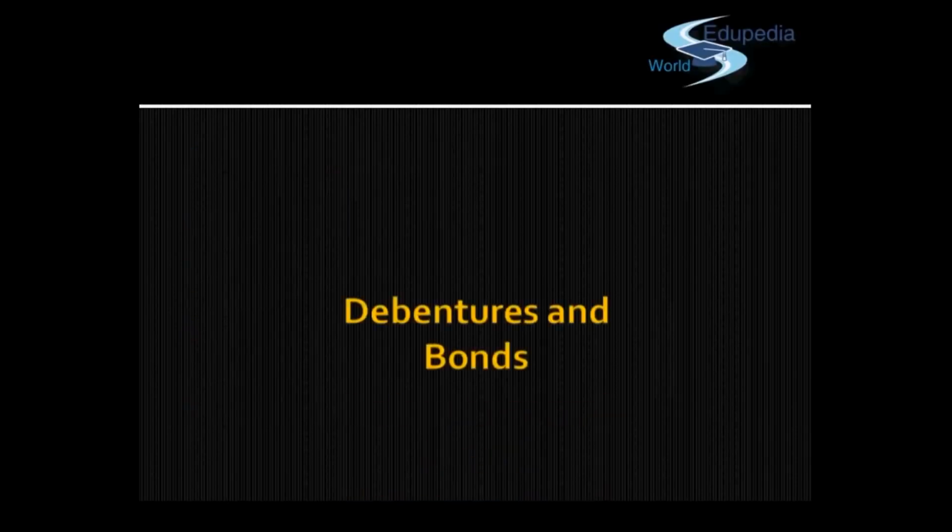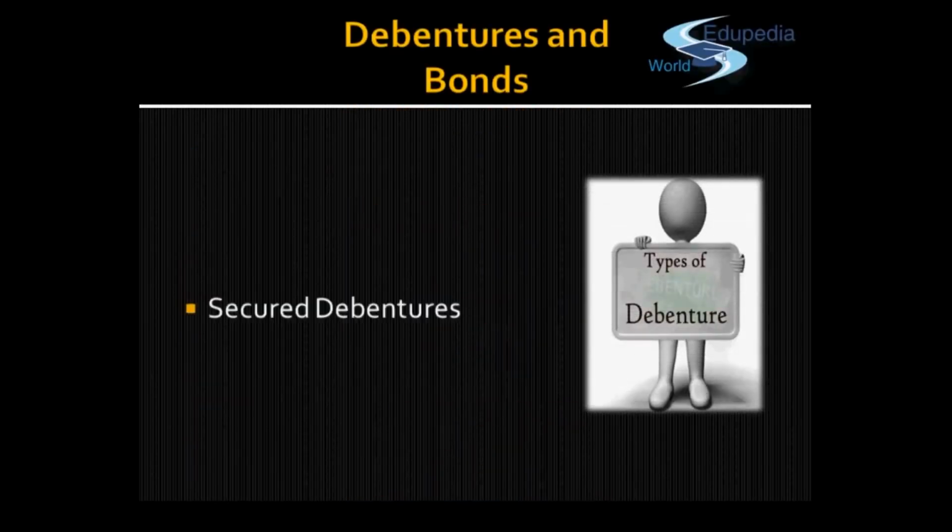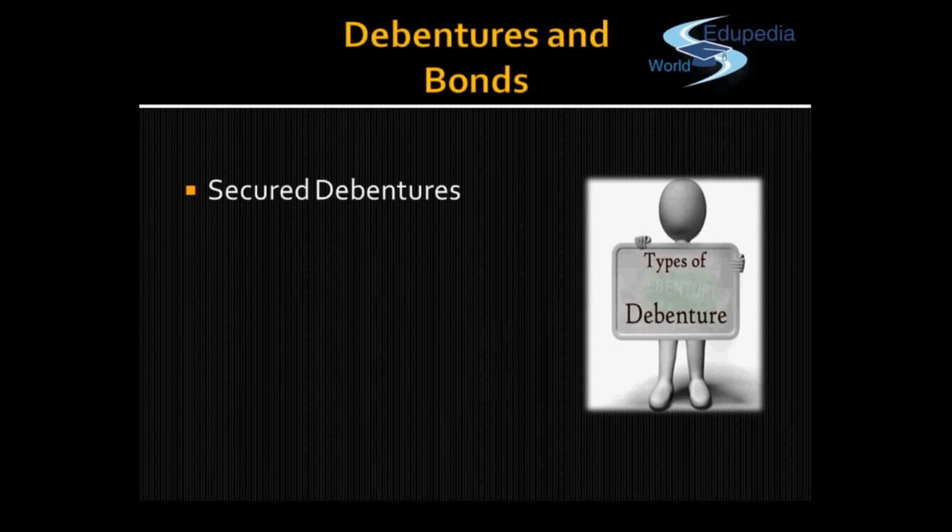Now students, let us see what are the types of debentures. There are so many types of debentures and bonds. Number one is secured debenture. You can also call it a mortgage debenture. This type of debenture is issued by mortgaging an asset, and debenture holders can recover their dues by selling that particular asset in case the company fails to repay the claim of debenture holders. So that's why they are called secured debentures.